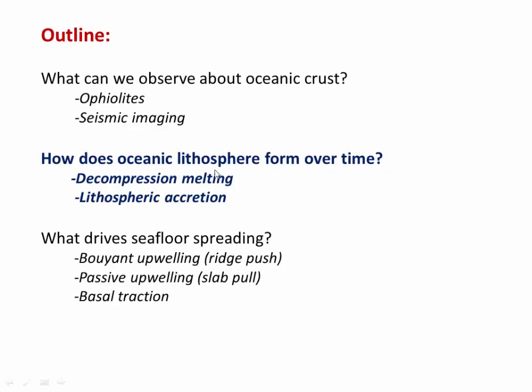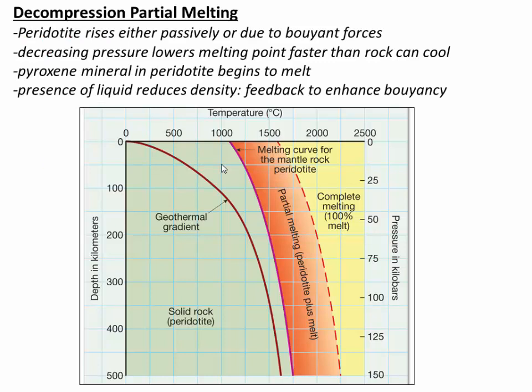So now that we know something about what the oceanic crust looks like, let's look at the processes that actually form this. And I would be remiss not to tell you a little bit about decompression partial melting. This is how the melts are actually generated as the mantle rises beneath a spreading ridge.